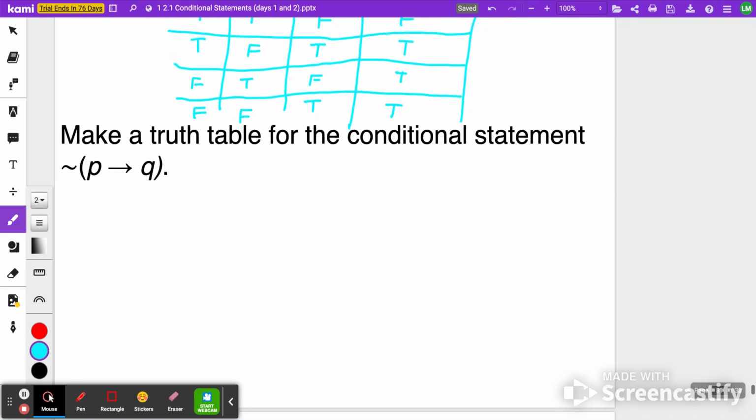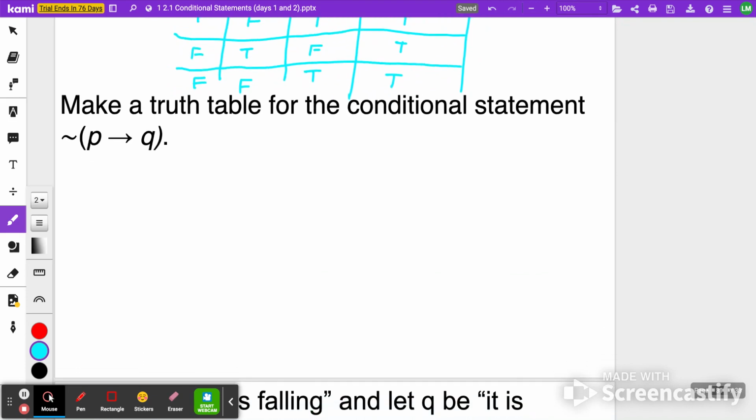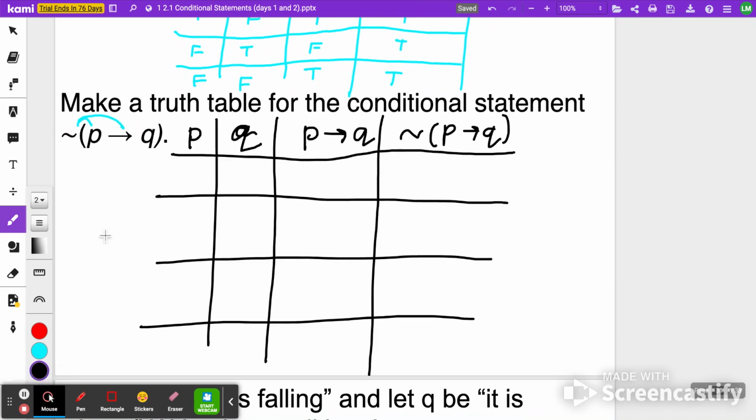Okay. Make a truth table for the conditional statement not parentheses P to Q. So this is just going to mean that parentheses would be distributing the not P to not Q, okay? Which might end up looking very similar to something we've already talked about. All right, so here we go.